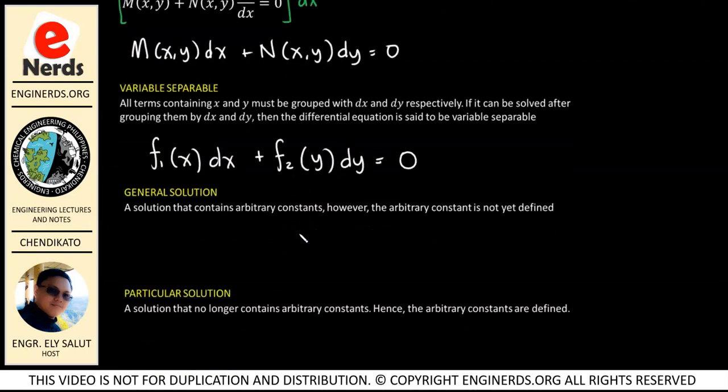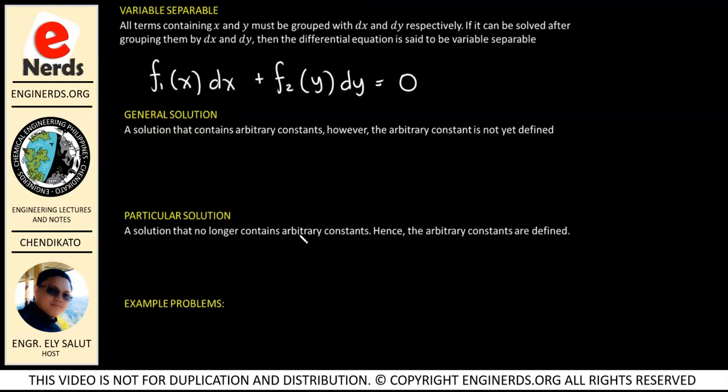So, meron tayong dalawang klase ng solution na may encounter when we are doing variable separable. And we will be encountering this a lot kahit sa mga susunod pa nating mga topics. Okay, so una, meron tayong tinatawag na general solution. So, a general solution is a solution that contains arbitrary constants. However, the arbitrary constant is not yet defined. Okay, so natutunan na natin to sa ating previous lessons, yung mga arbitrary constants natin, ano?